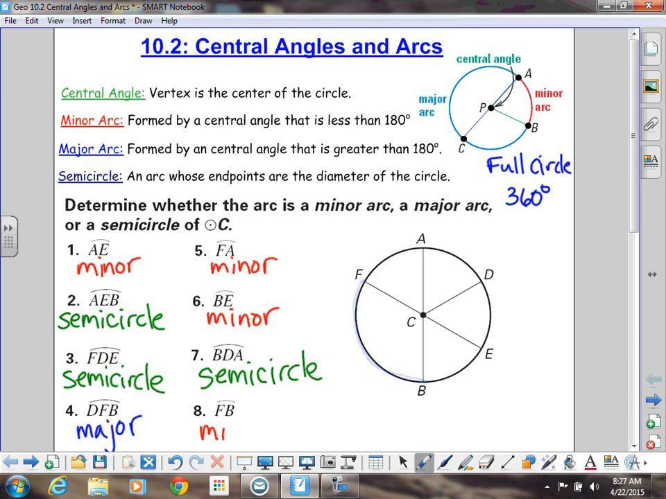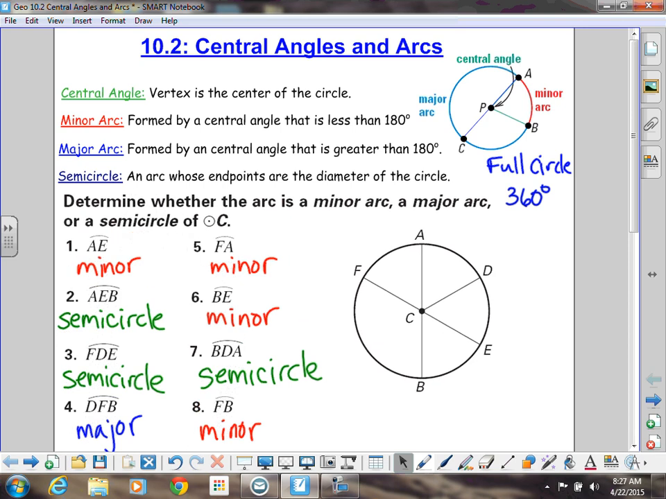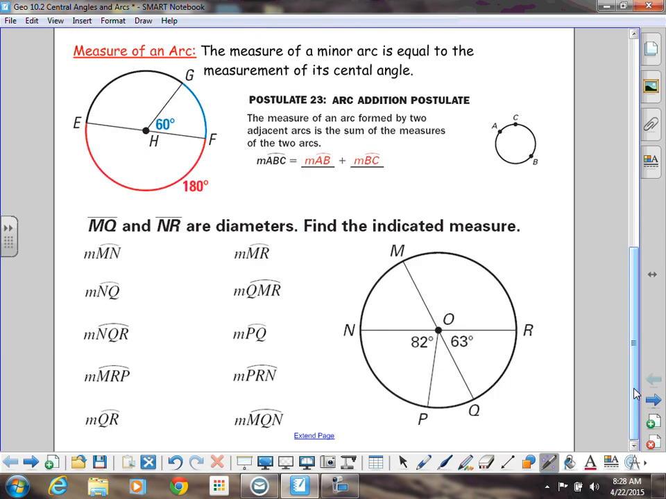Now, something I want to clarify here. Remember that if I go from F to B, I'm going from F to B this way. If they wanted me to go around the other way, they would have to say FAB, or FDB, or another letter. So for those major arcs, you definitely have to have three letters so that we know to go in that direction.